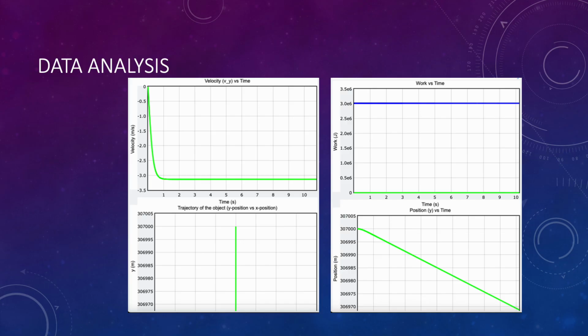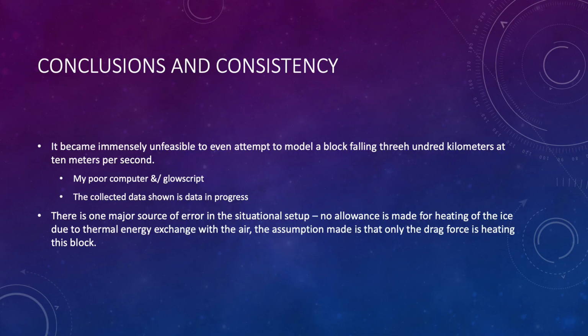But as you can tell from that work versus time graph, we're not really getting anything done in 10 seconds, nor were we really in 10 minutes. And that has some interesting implications on our conclusions here. It is incredibly unfeasible to attempt to model a block falling 300 kilometers at 10 meters per second. That's just impossible for GlowScript to handle within a reasonable amount of time.